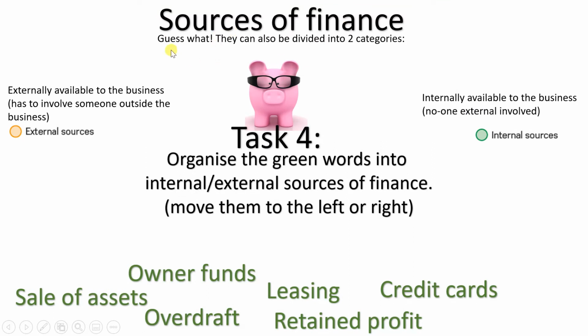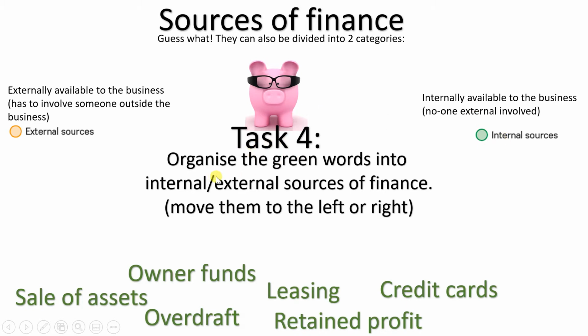Sources of finance. Guess what? They've also been divided into 2 categories. You have externally available to the business, which has to involve someone outside the business. That's what that means. So those are external sources of finance. And guess what? The other one is internal sources. They're internally available to the business. No one else is involved. It's just inside the business. Let's see how you fare then.